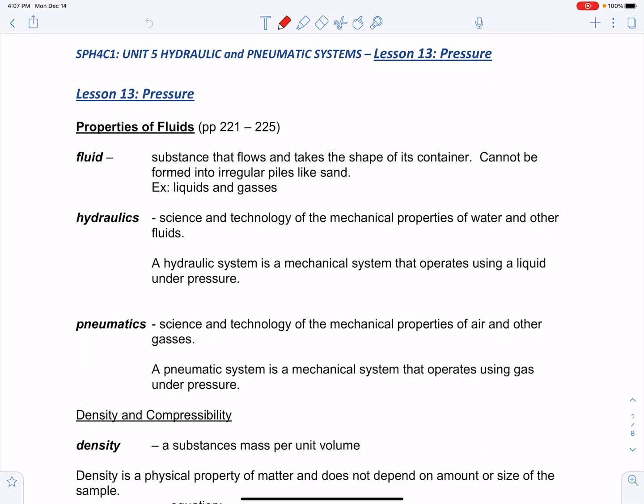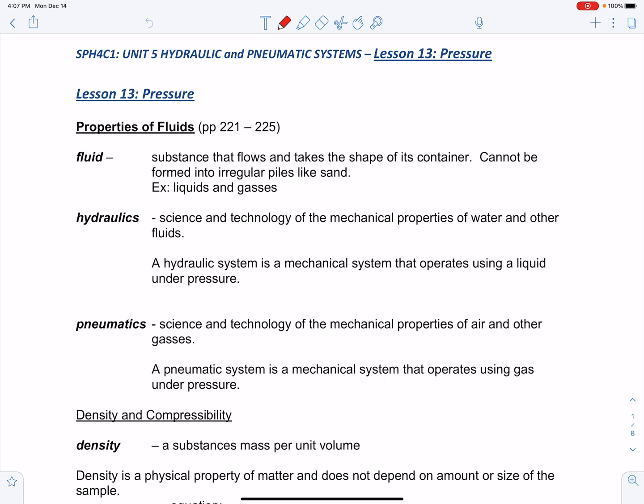Unit 5, Hydraulic and Pneumatic Systems. Lesson 13, Pressure. We're going to start by describing the properties of fluids. A fluid is a substance that flows and takes the shape of its container. It cannot be formed into irregular piles like sand. Examples of fluids are both liquids and gases.